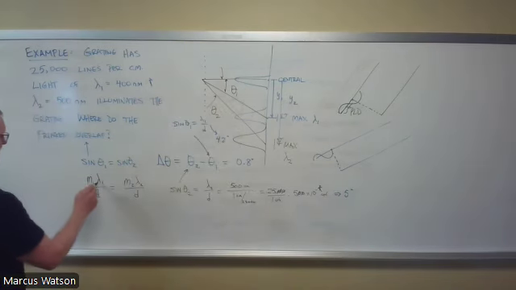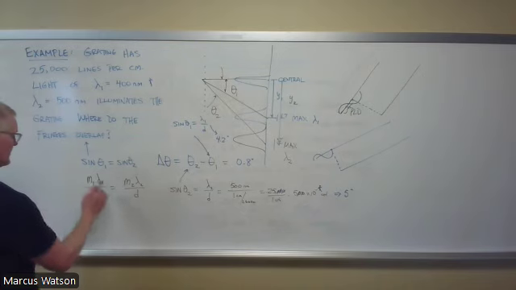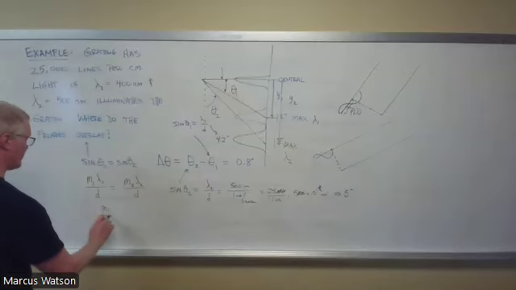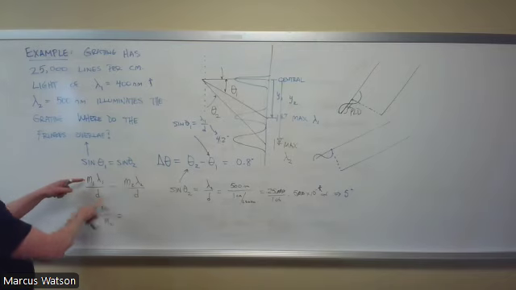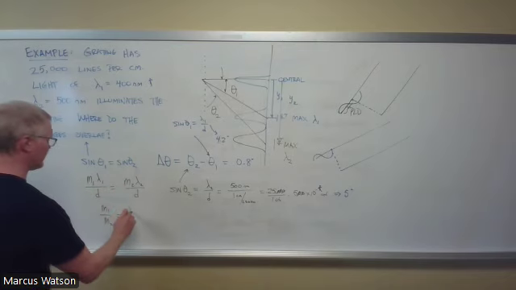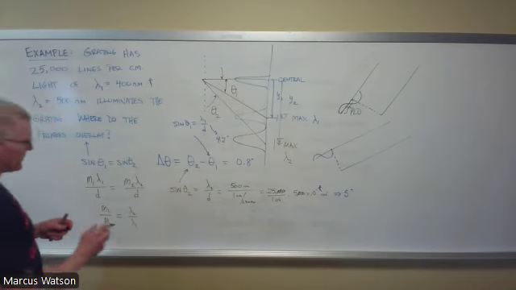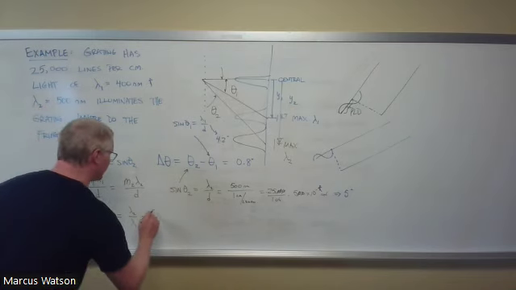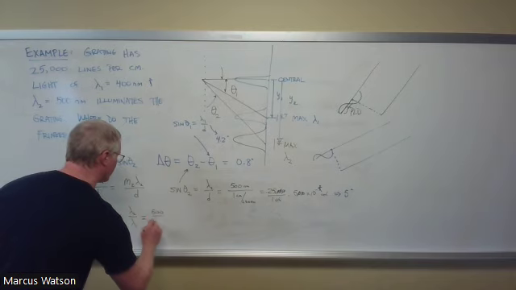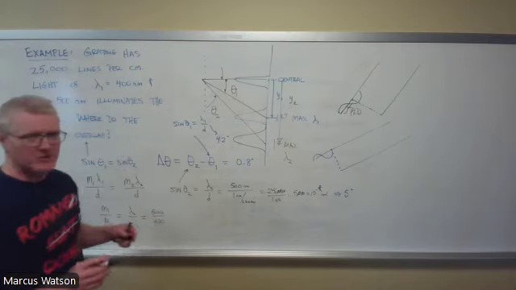What I'm going to find here is that I want basically M1 over M2. If I take that and put this under there, this is lambda 2 over lambda 1, right? Which is, in this case, 500 over 400.